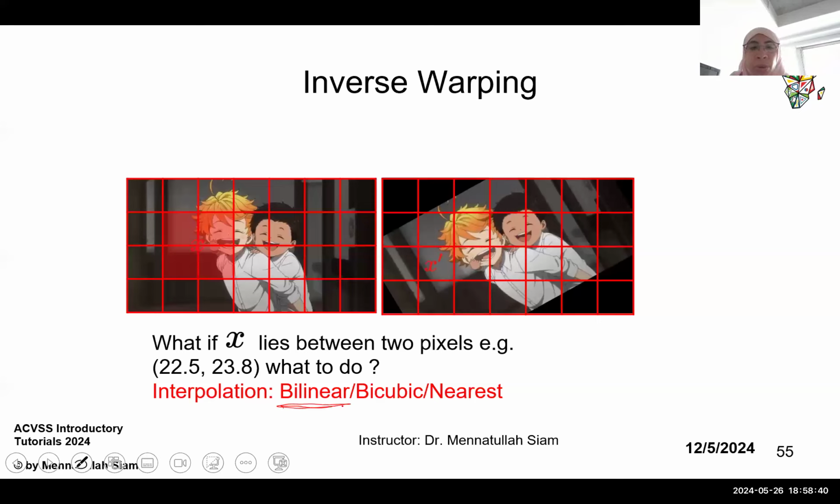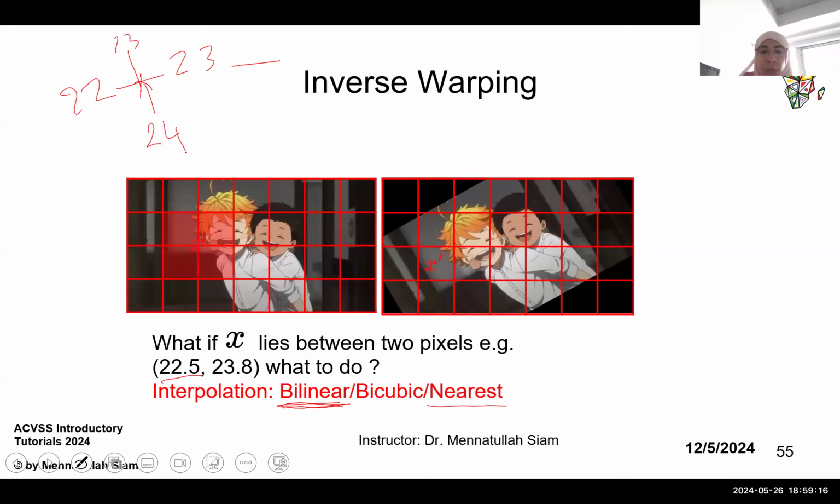So you can do nearest, which will just take the nearest integer. The bilinear, which is what is defined as linear in Torch or OpenCV, is what we will see now how to do. It's very simple. 22.5 lies between 22 and 23, right? And 23.8 lies between 23 and 24.